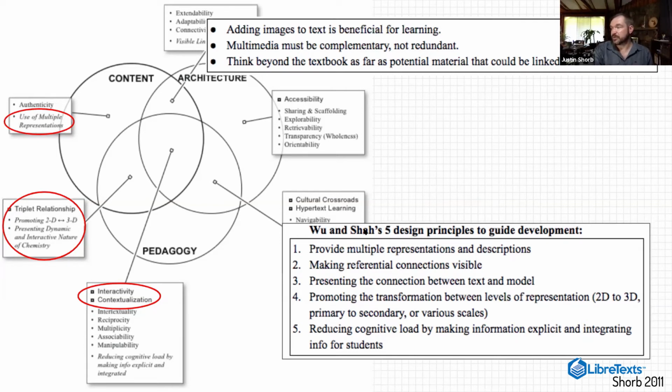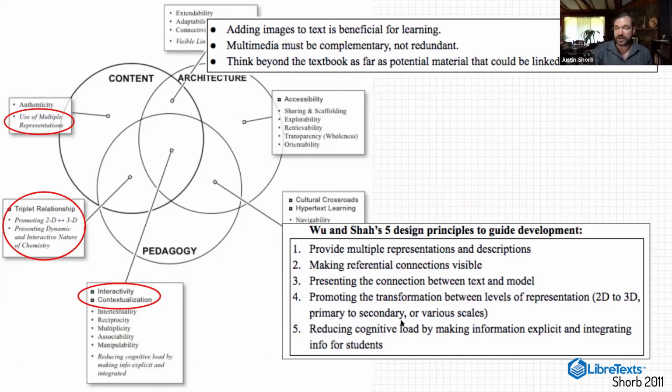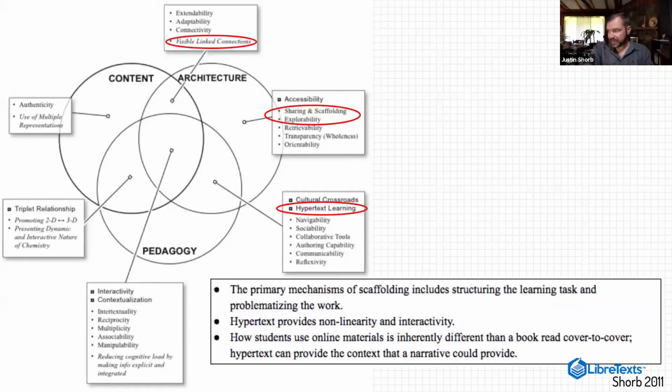In chemistry, Wu and Shah has 5 design principles that help teach chemistry. So I encourage you, if you want to go into more detail later on, to look into your own discipline-based education area. Okay. But there's a lot of other things that are shared across the field.